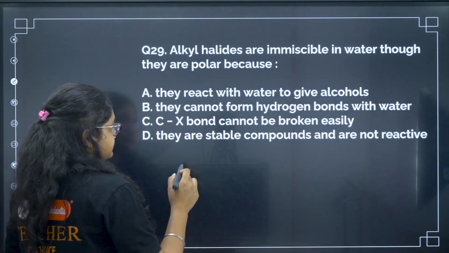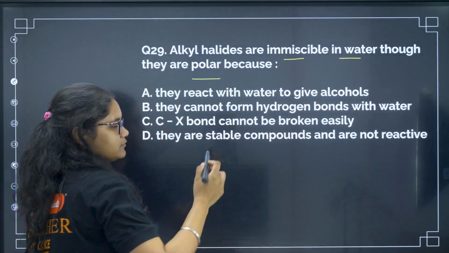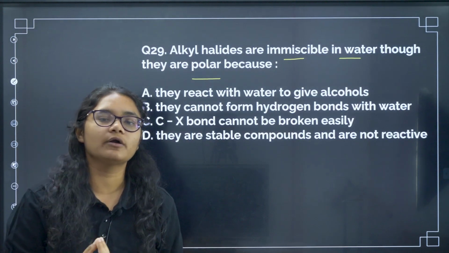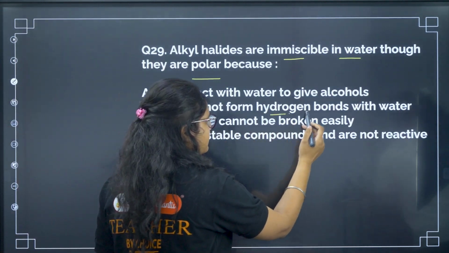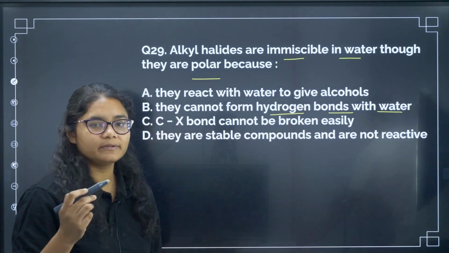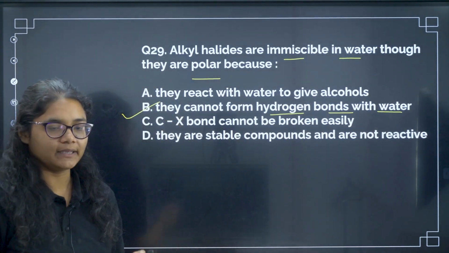Okay, next. Alkyl halides are immiscible in water, though they are polar. Whenever there is miscibility with water, it is due to hydrogen bonding. So we know that they cannot form hydrogen bonds with water, so they will not be soluble in water. So the correct answer for this question will be option number B.